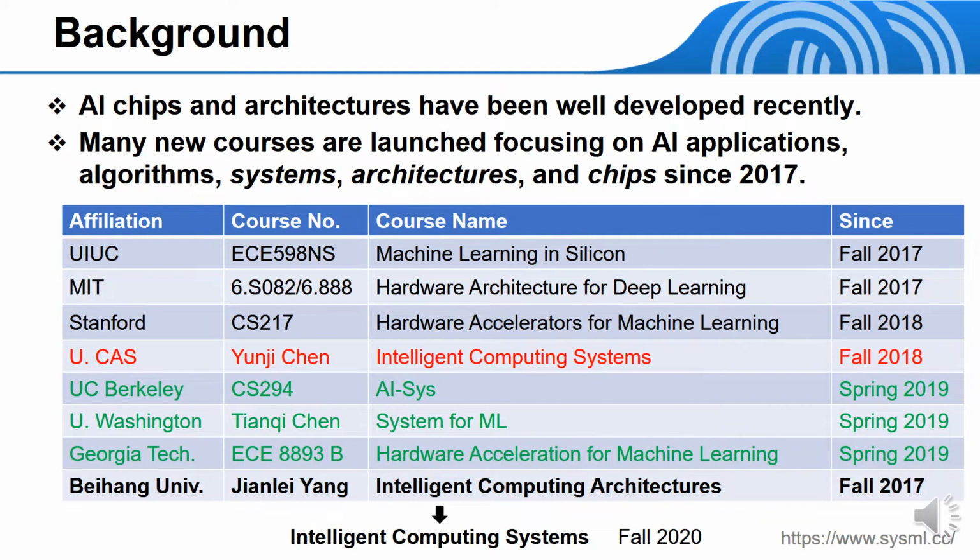Since 2017, there are several courses focused on AI chips, including UIUC, MIT, and Stanford University. From 2018, several courses are focused on AI computing systems, such as Professor Yunji Chen from the University of Chinese Academy of Sciences, UC Berkeley, the University of Washington, and Georgia Tech. Our course started in 2017 at Beihang University. It is mainly focused on intelligent computing architectures. We will start a new course in 2020 focused on intelligent computing systems.